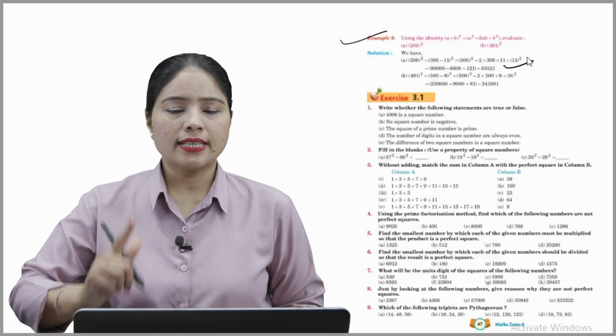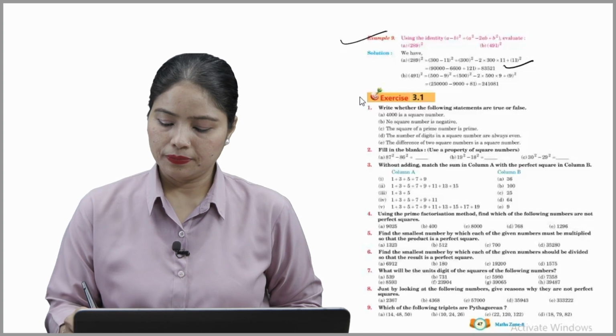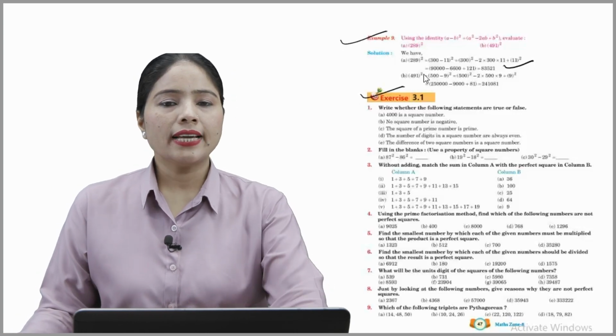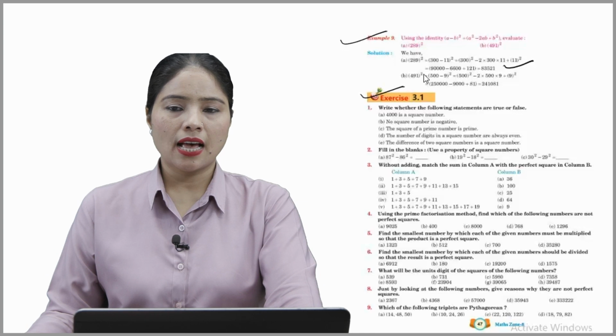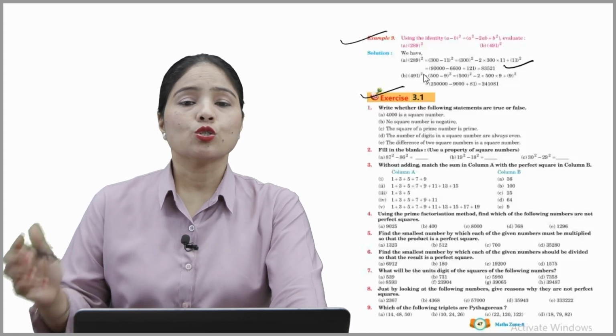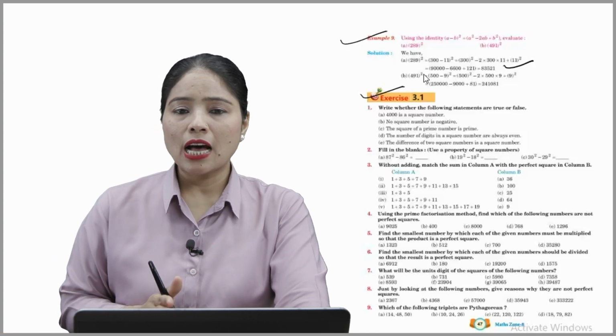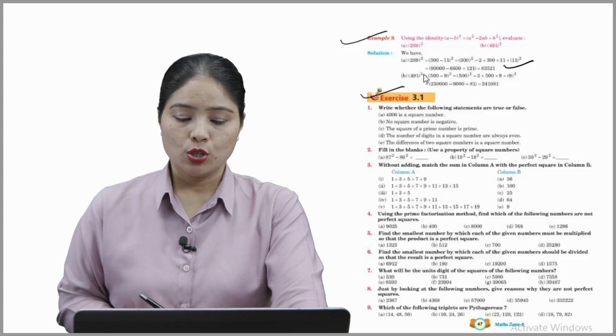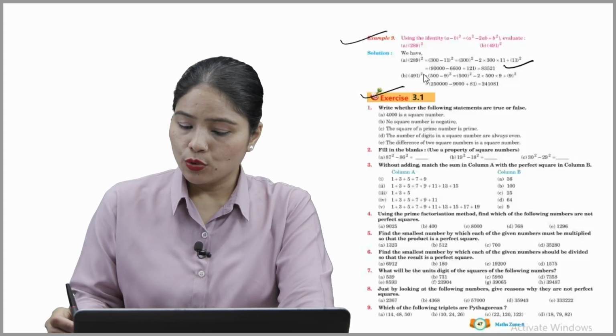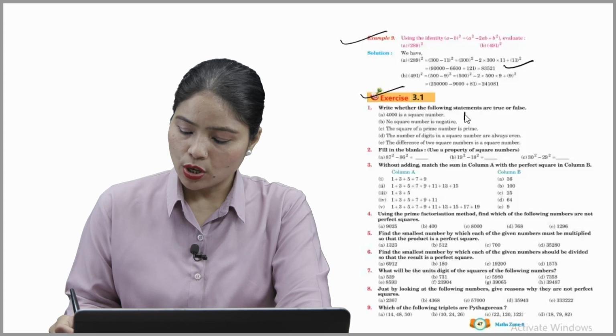So now exercise 3.1. Write whether the following statements are true or false. Okay, so the first one is 4000 is a square number. So we just say it is wrong. It's false, beta. It's not a square number.